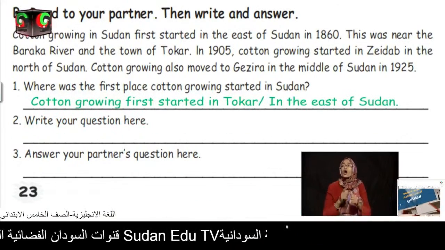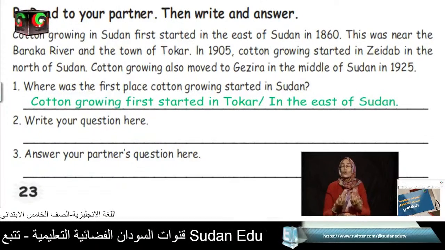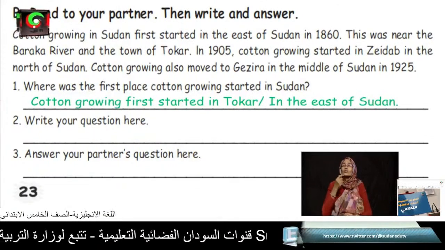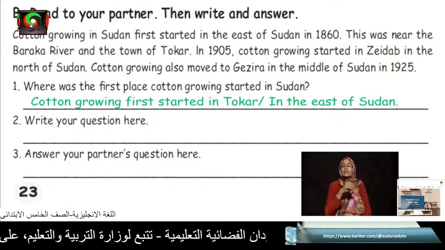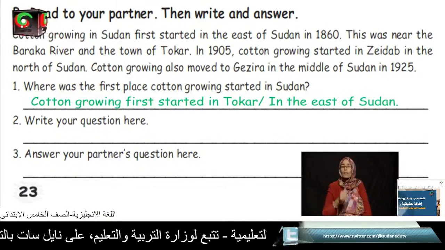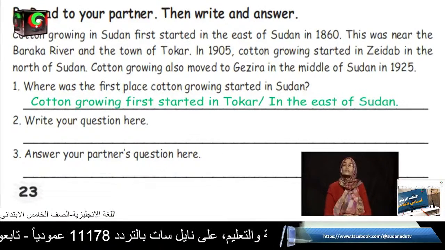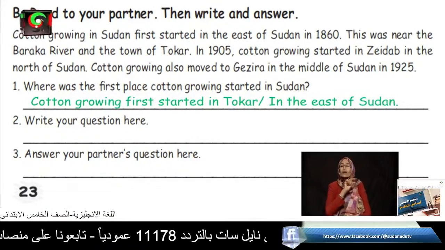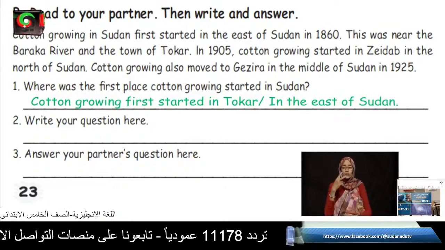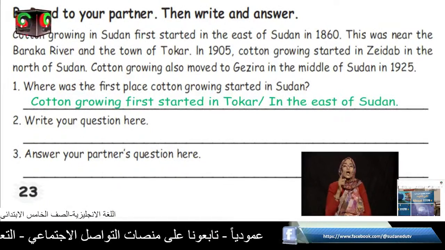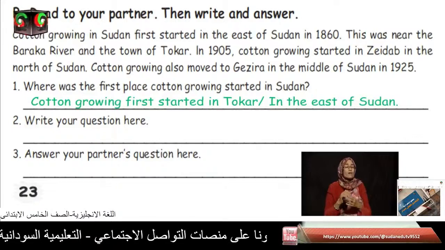Your answer is: cotton growing first started in Tokar in the east of Sudan. You're right. This is the correct answer for this question. Now, I'd like you to write your questions in number 2. Okay? Now, let's have an example of your questions.